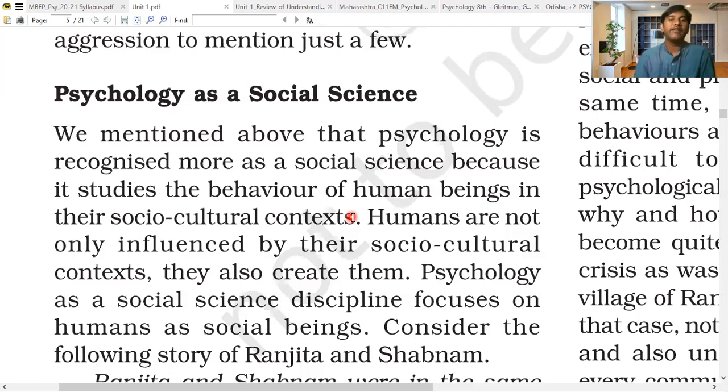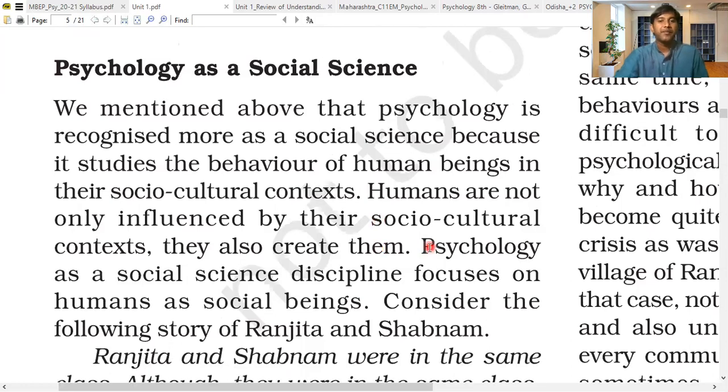Particularly in the social phase, human beings are connected in the socio-cultural context, like the behavior, the external behavior, how he reacts and responds to the environment. Humans are not only influenced by their socio-cultural context, they also create them. Yes, new culture has also come up. Previously, if we take Eastern culture, particularly in South Asian or Asian countries, they are adopting Western methods. Even psychology, as a new age science, adopts Western methods.